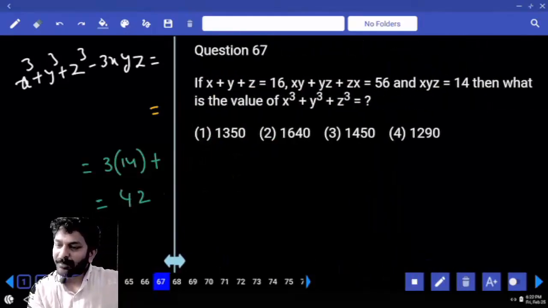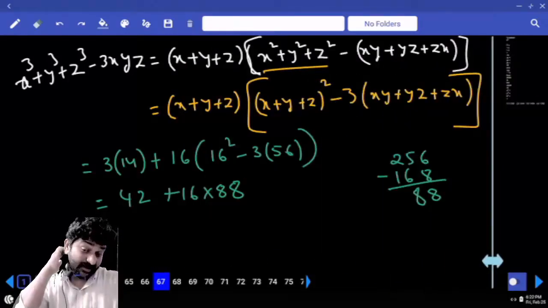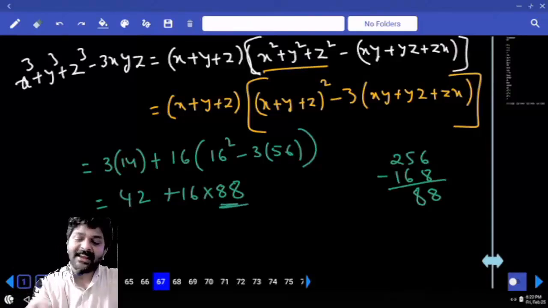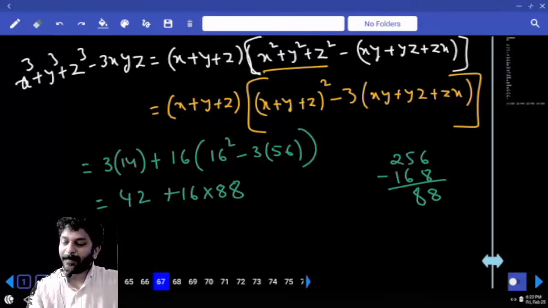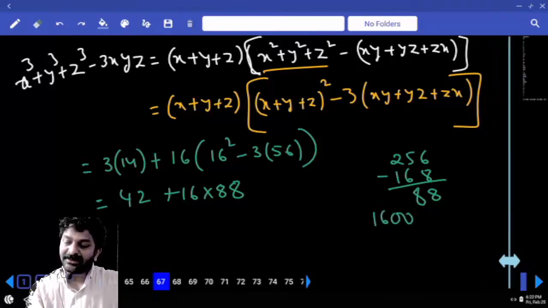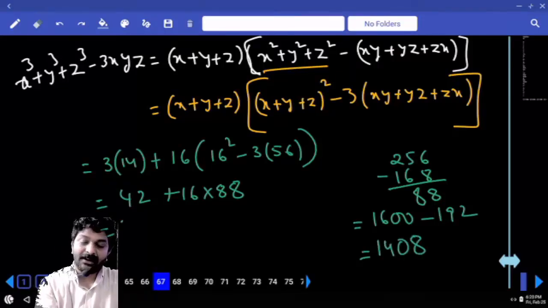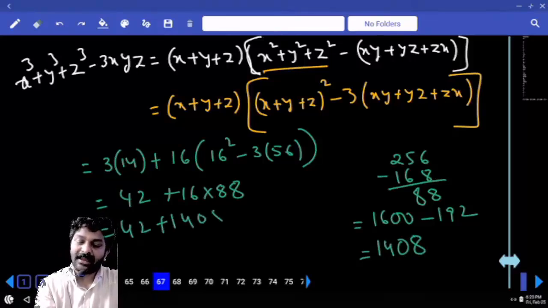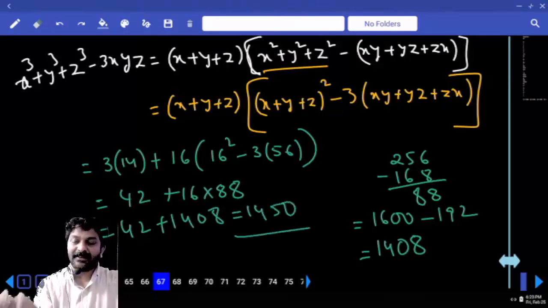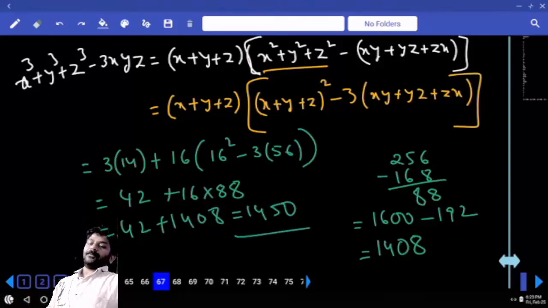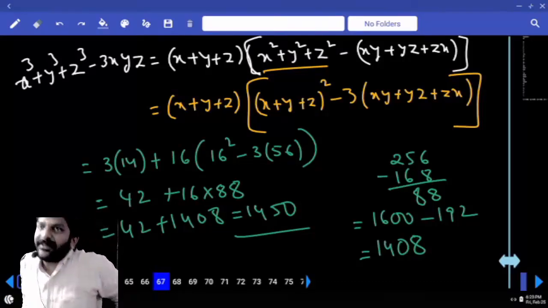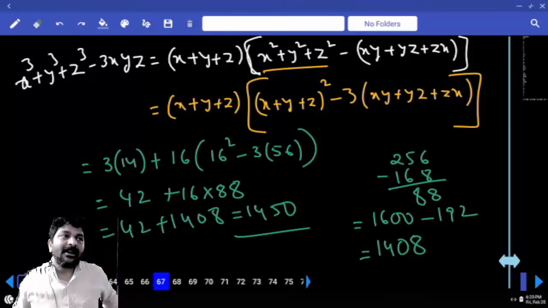Last digit, all the options are ending with 0 only. We have to calculate. 16 into 88, that is 100 times minus 12 times. 12 times in the sense 160 plus 32, 192. We have to subtract 192. Subtract 200, add 8 later. That is 1408. So 42 plus 1408, answer must be 1450. We tried verifying by last digit, but it won't work because all are ending with 0 only.